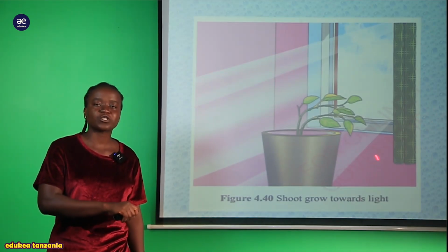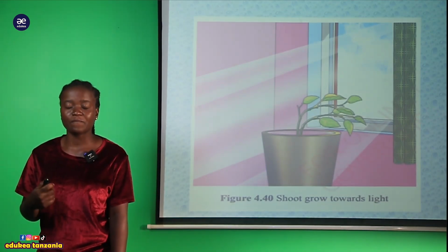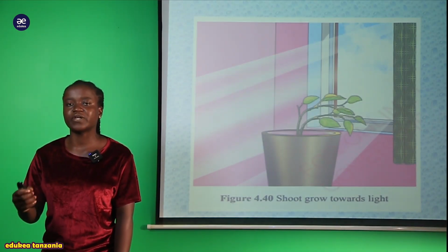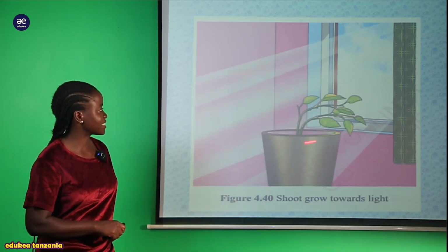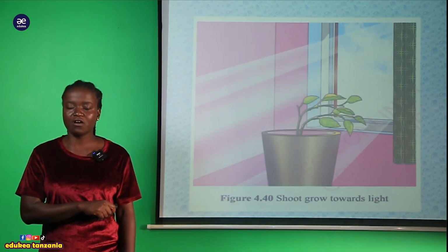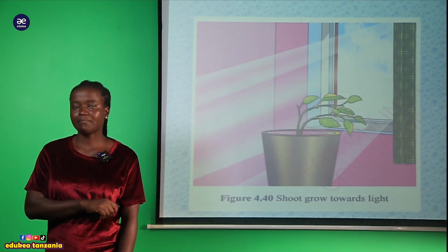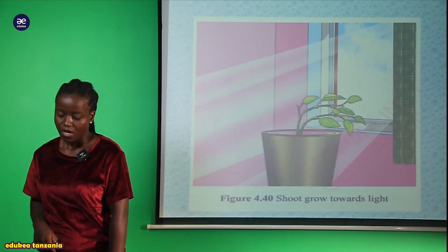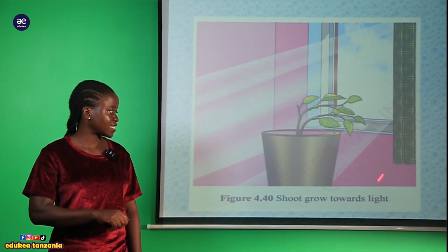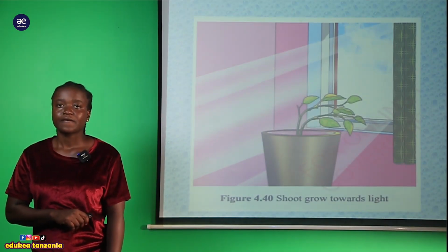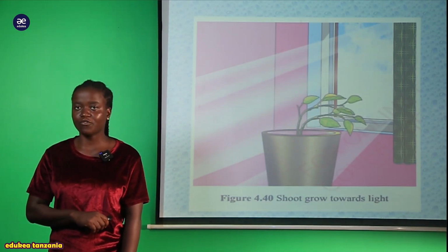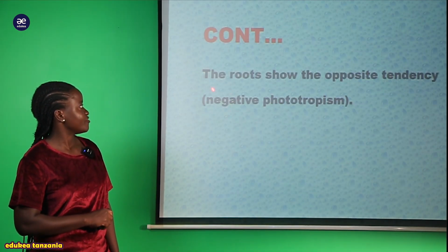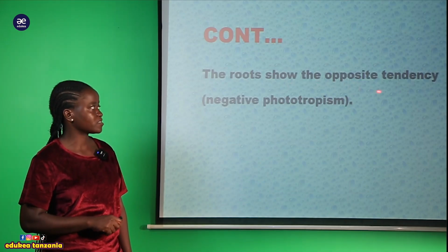Kwa sababu phototropic movement is the movement of a plant in response to light. So this plant tends to move in the direction of the light, whereby the window is where the light comes from. So we are saying that this is a positive phototropic movement. But we also have negative phototropic movement, whereby the roots show the opposite tendency.